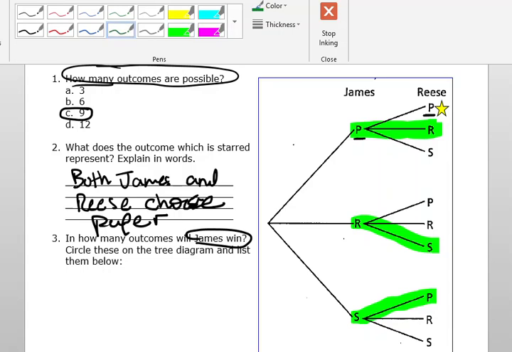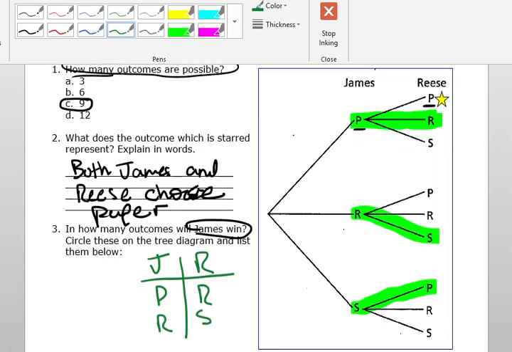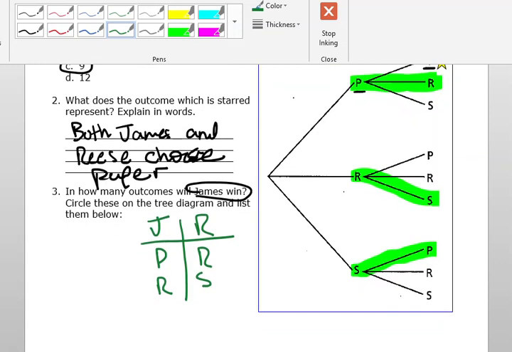Okay, so the possible outcomes for James to win would be, I'll say here, this is James and this is Reese. So the possible outcomes for James to win are going to be paper, rock; rock, scissors; and scissors, paper. All right, and so that's 3 out of 9, and it kind of makes sense, right?